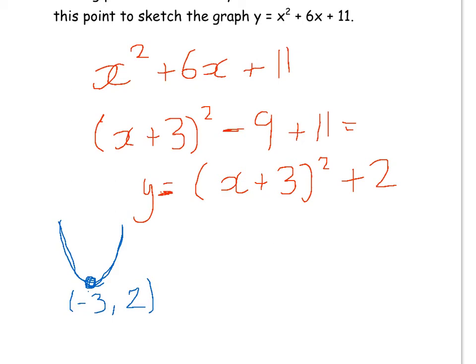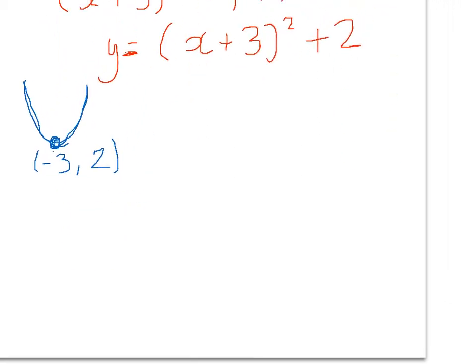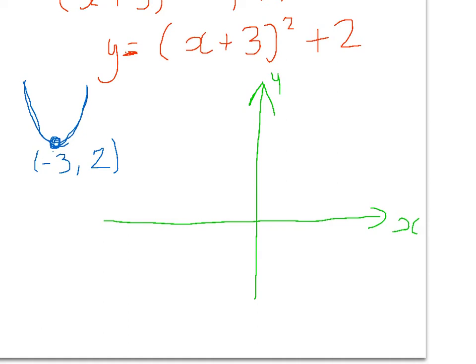Now let's just draw a better diagram, because we've actually got one more piece of information we know about this graph. So we've got a y, and we've got our x-axis. Okay, now as I said, the turning point is always at the minus of that, so the opposite sign of that, so it's minus 3, and the minimum point is going to be at 2. So that's the minimum point.